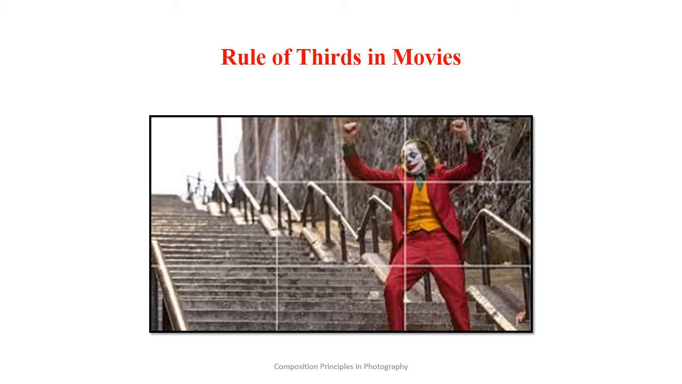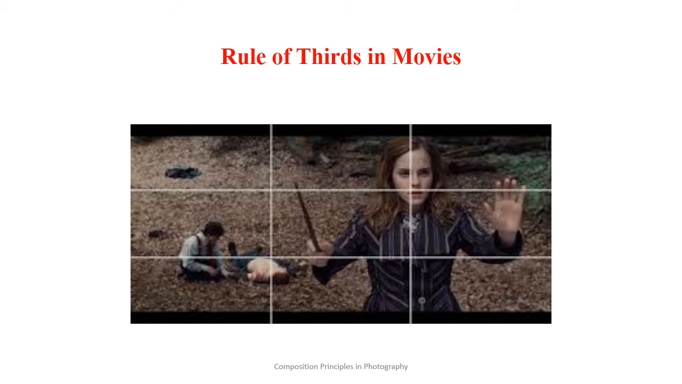So very simply, to cut it short, the rule of thirds is not only followed in photography, but it is also followed in movies, documentaries, dramas, and in other visual arts. Take another example, a very famous movie, Harry Potter. We can see again that the female character is placed along the line, and here again we have another character who is lying on the ground, who is placed just along the line, right?